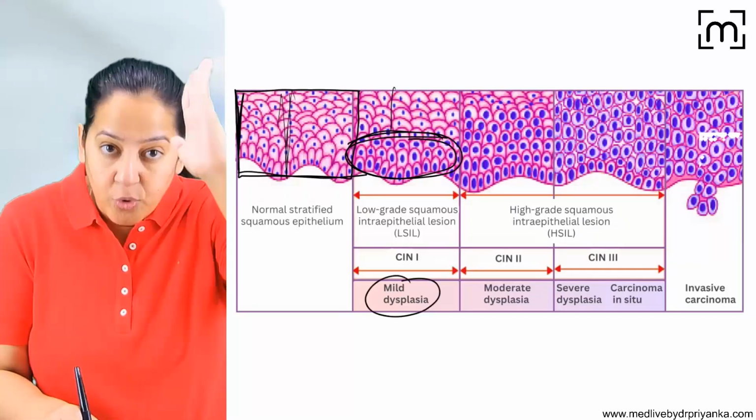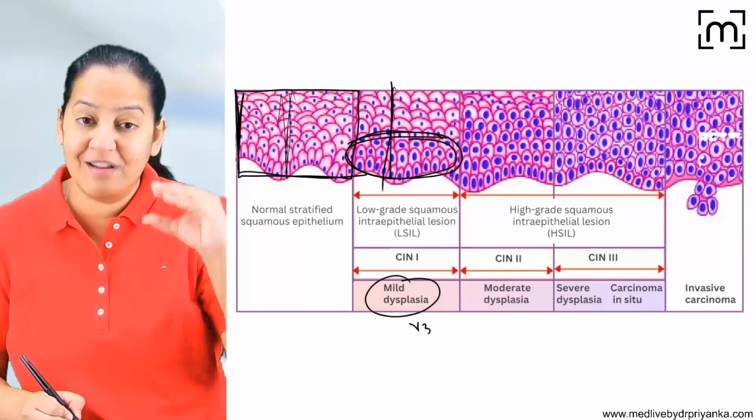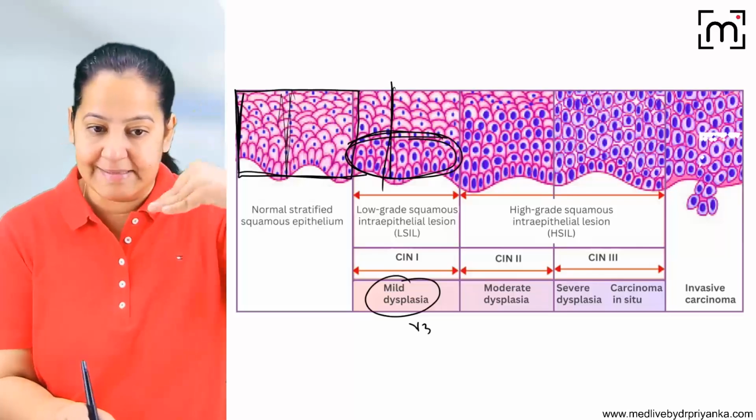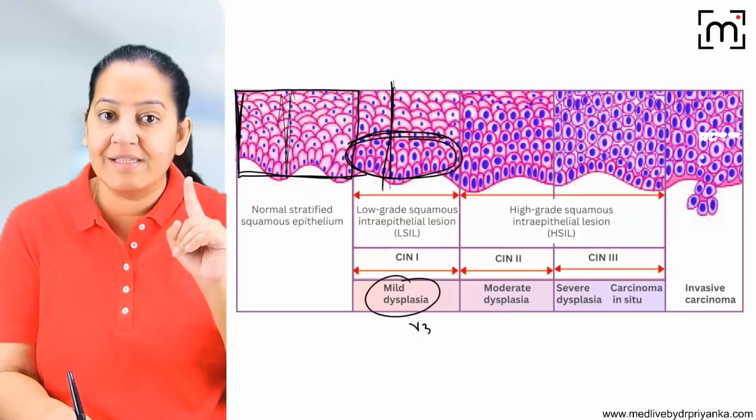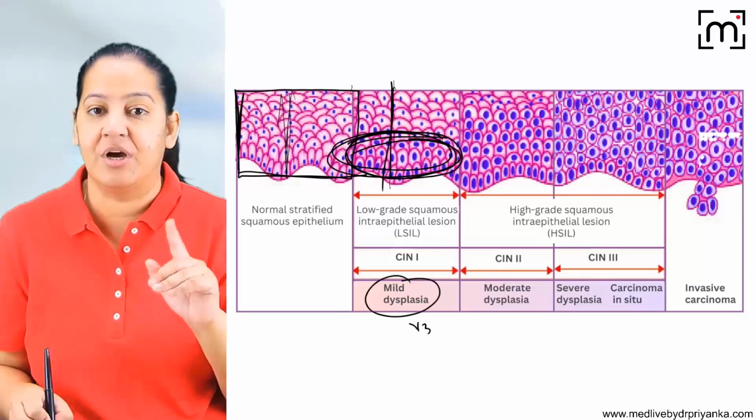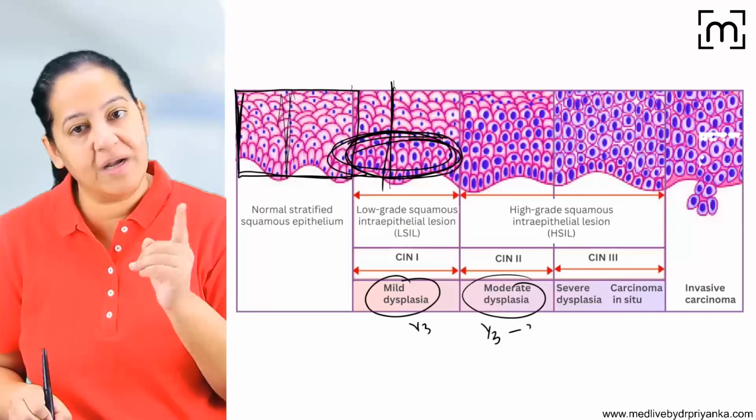I mean, out of the total thickness, the dysplasia is present in 1/3 of the thickness, the cells of 1/3 of the thickness. So there are multiple layers. Out of the total thickness, 1/3 of the cells are showing dysplasia. That is mild dysplasia. Moderate dysplasia is 1/3 to 2/3. More than 1/3 but less than 2/3.